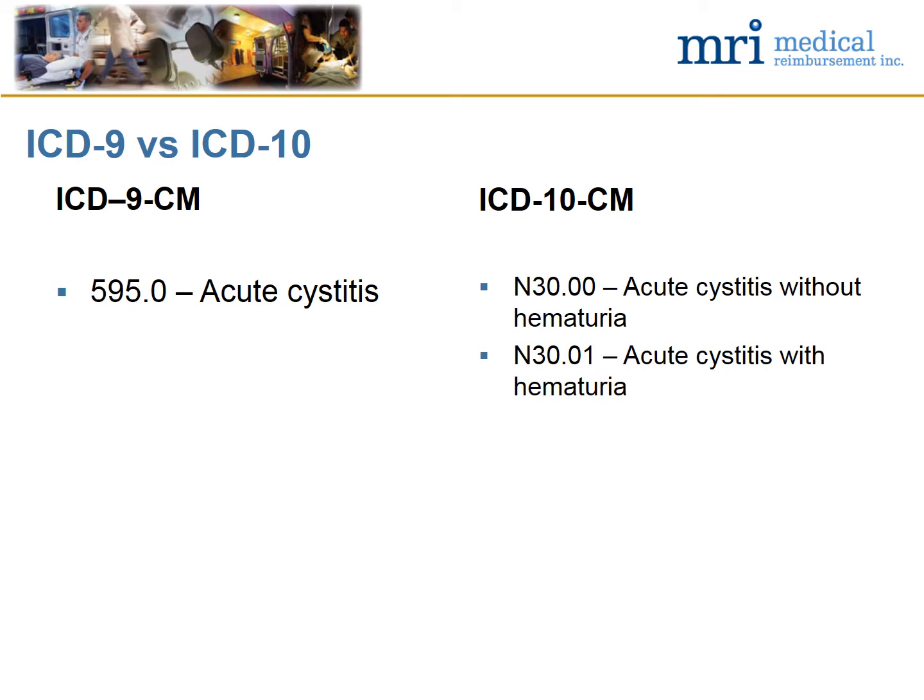In the next few slides, I'll go over some examples of codes that we normally see in the emergency department and compare the ICD-9 code to the ICD-10 code. So the first one, acute cystitis. Before, if we had that diagnosis, it was simply 595.0. Now we need to know if it is acute cystitis with or without hematuria.